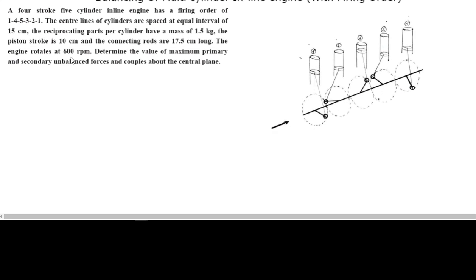First, let me see what is given. We are provided with a four-stroke, five-cylinder inline engine, and the firing order is mentioned as 1 4 5 3 2. That means first cylinder 1 will be fired, then 4, then 5, then 3, then 2, and then the cycle continues: 1 4 5 3 2, 1 4 5 3 2. Not all will be fired at once. That is what the firing order is. This firing order has great importance when we draw primary and secondary force polygons and couple polygons.